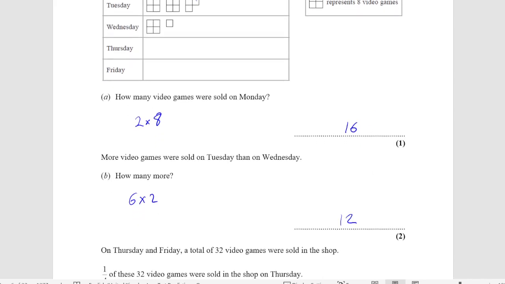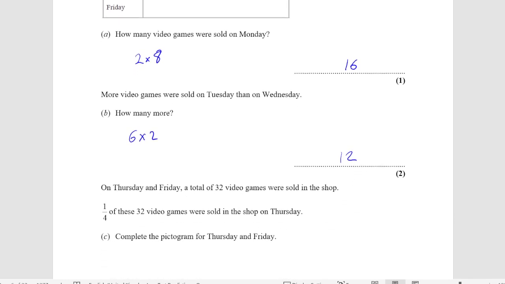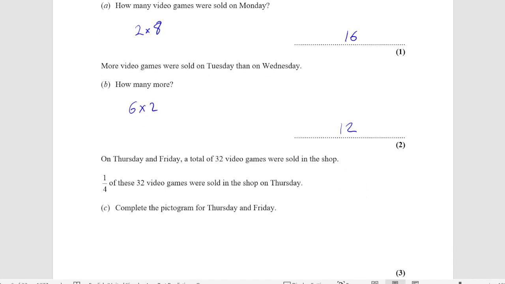On Tuesday and Friday, there were a total of 32 video games sold in the shop. A quarter of these 32 video games were sold in the shop on Thursday. Complete the pictogram for this information. Well, a quarter of 32 is going to be 8, so we need 8 for Thursday.